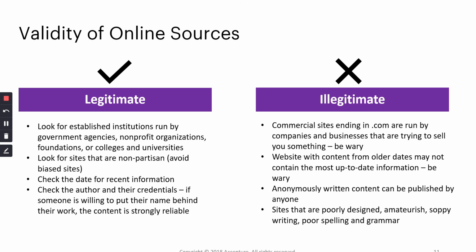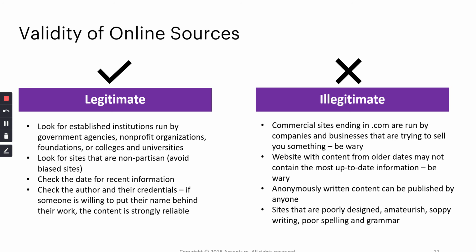So make sure websites are established and they have some backup from a government agency or nonprofit organization, foundation, or college. That means they're established and well built. So avoid sites that are particularly biased. You want to check for the date of the article or the information that you're reading. So back to the idea of being able to filter information on Google to the most recent. If an article you're reading is 10 years old, then the information is probably not very relevant anymore.